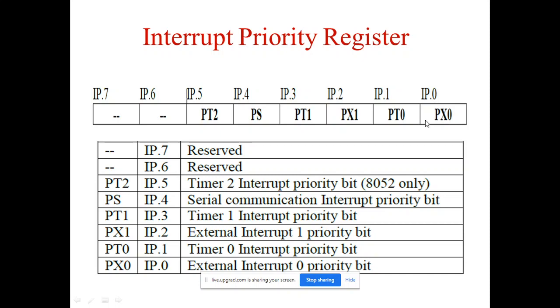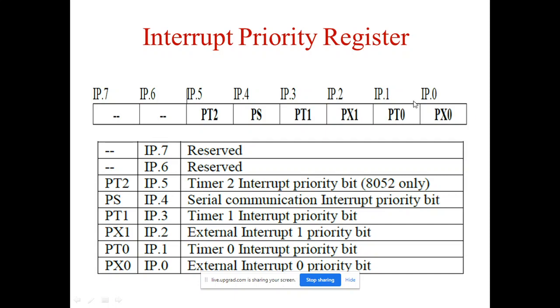Now there are two levels. One is high, the second one is low. 1 means high and 0 means low. Normally serial communication has the lowest priority. But when I am performing a serial communication practical, at that time I want serial communication to have the highest priority. In that situation, I will make this bit a 1. 1 means high priority and 0 means low priority. Means I will make this a 1 and all others 0, 0, 0.